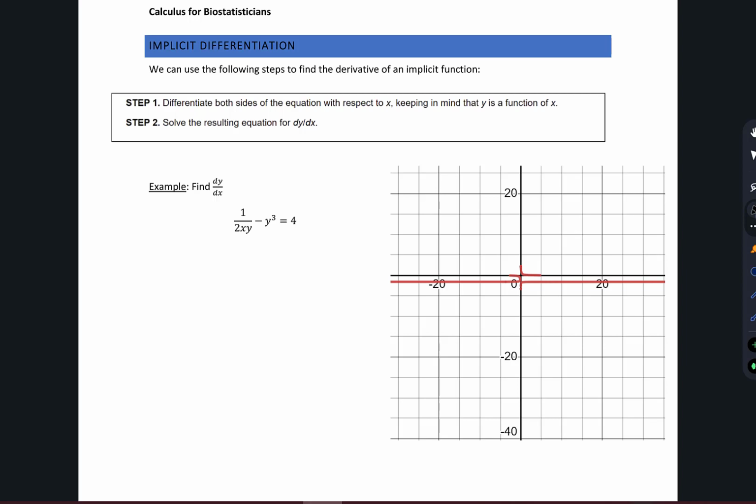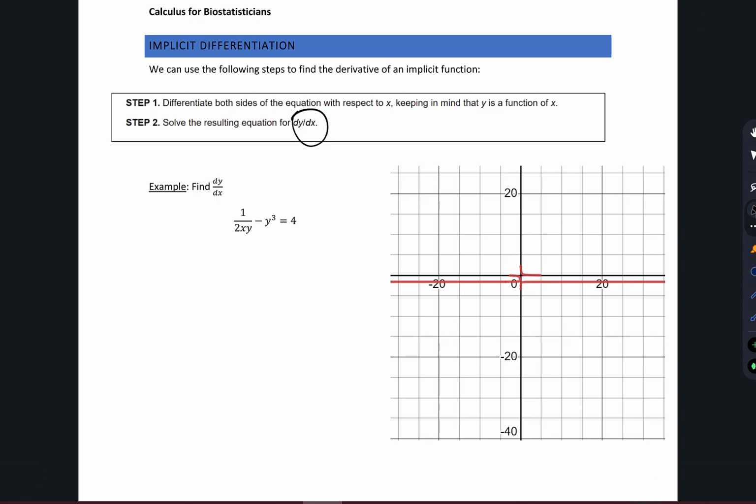And so to do implicit differentiation, what we do is we set up our equation, and then we're going to differentiate both sides of that equation, and then we're going to solve for the derivative. And so we're going to look at a couple examples of how we can do this. So the first one we want to find is the derivative of y with respect to x of 1 over 2xy minus y to the third equal to 4.